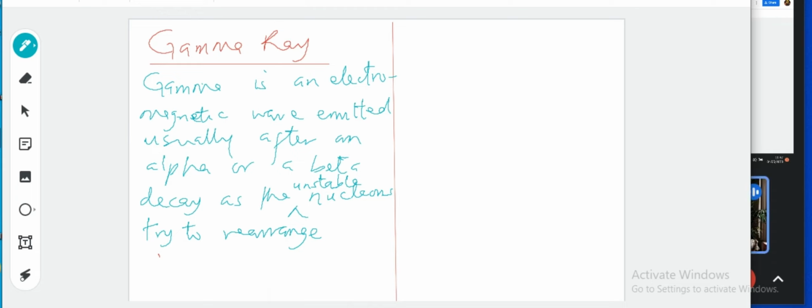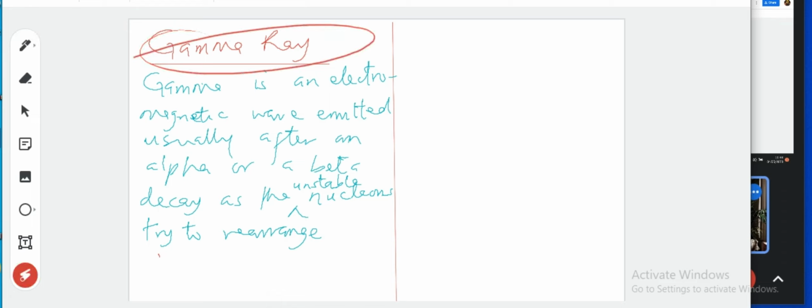gamma ray is emitted. Gamma is an electromagnetic wave, just like radio waves, microwaves, infrared, or visible light, or the red, orange, yellow, green, blue, indigo, violet, ultraviolet, X-ray, and gamma ray. They are all electromagnetic waves, and they are all transverse waves. Gamma is the only electromagnetic wave that is also a radioactive ray, a radioactive radiation.